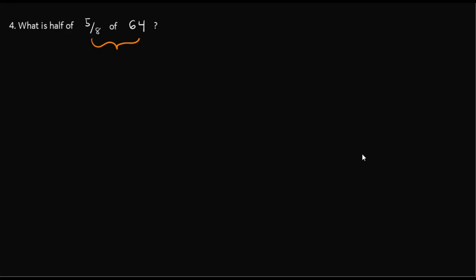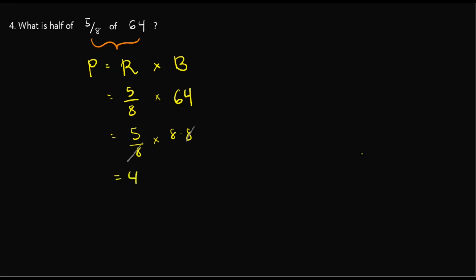For this problem, we are tasked to find the P. Remember, this one is R times B. Our rate for this one is actually 5 over 8, and 64 is our base. Then note that we can write this one as 5 over 8 times 8 times 8. So we can cancel out the 8's out here, leaving us with 40.